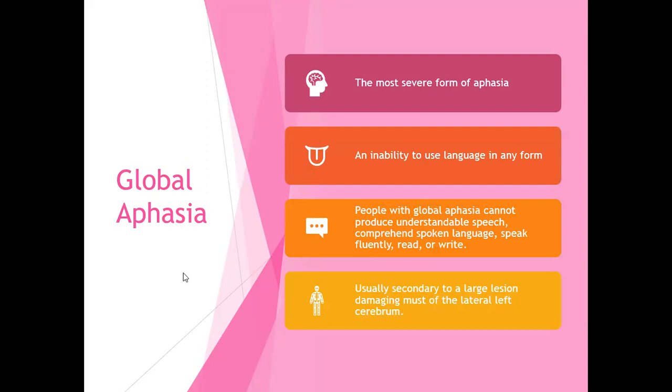Global aphasia is the most severe form of aphasia. It's the inability to use language in any form. So spoken, written, signed, doesn't matter. Can't understand it, can't speak, write, read, any of that stuff. So they can't produce understandable speech. They can't comprehend spoken language. It's usually caused by a large lesion that damages the lateral left cerebrum. So you hit all your areas, your Wernicke's area, your conduction areas, and your Broca's area. So that's the most severe form of aphasia.